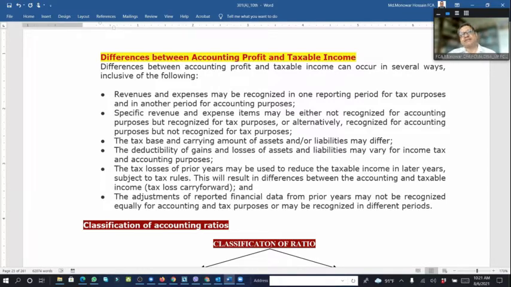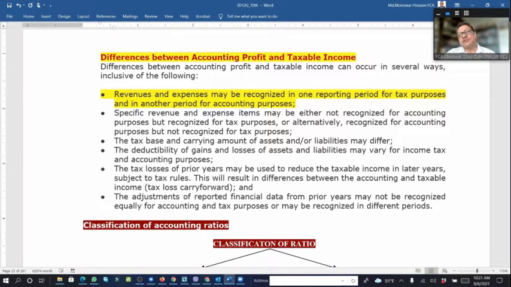Why these differences? Revenue and expense, if we see one by one, may be recognized in one reporting period for tax purpose and in another period for accounting purpose. Basically, what we are saying, our basic differences would be in depreciation, provident fund, gratuity, and revenue recognition, etc.